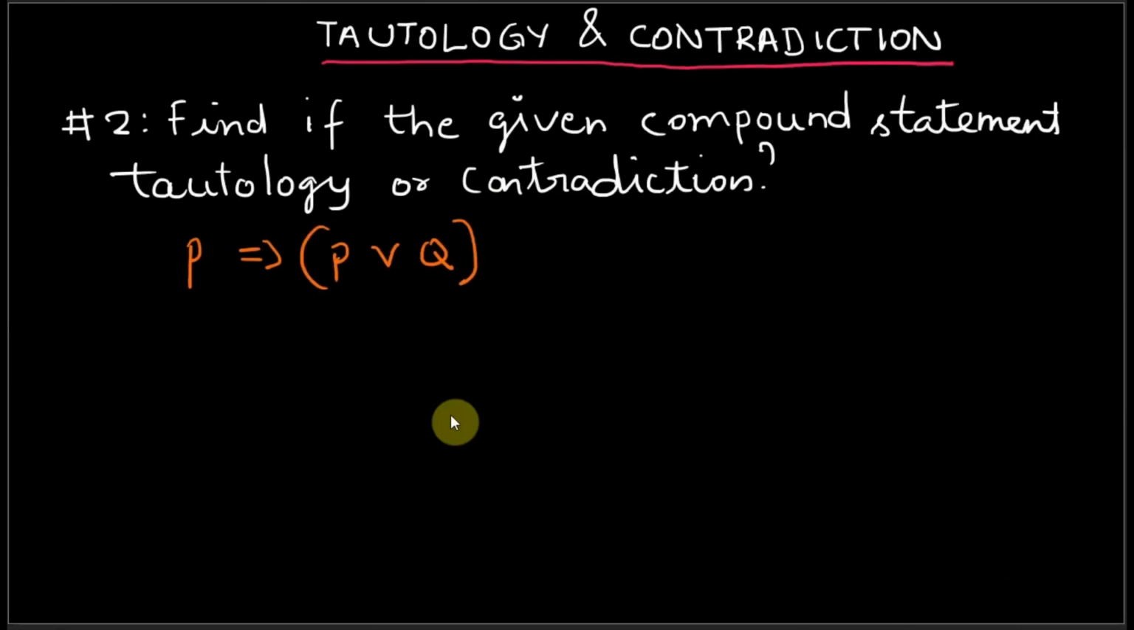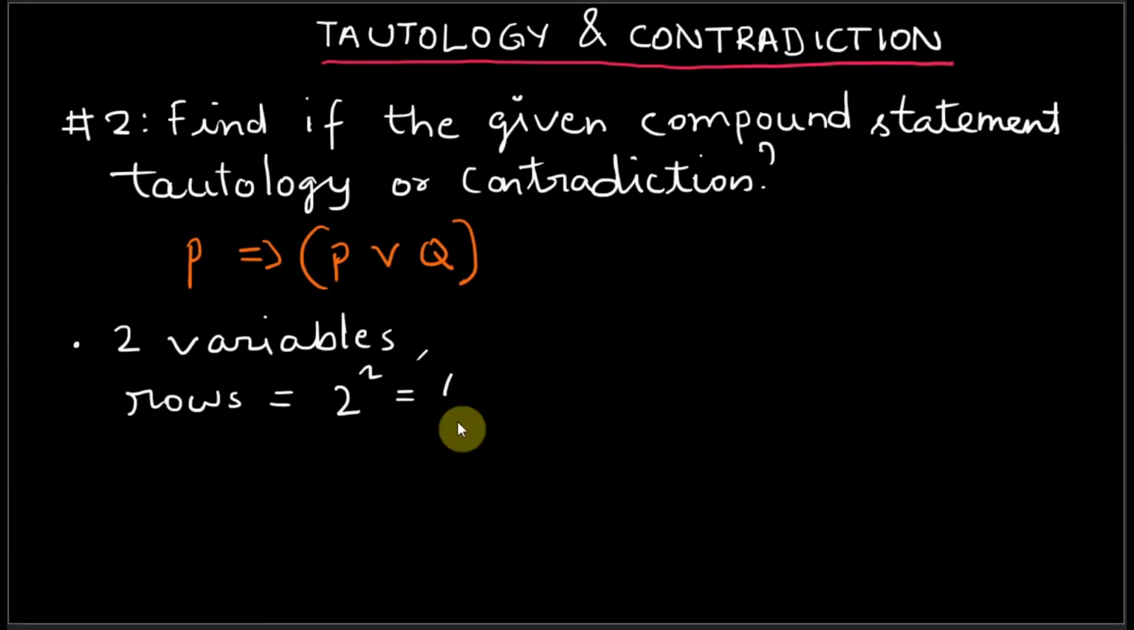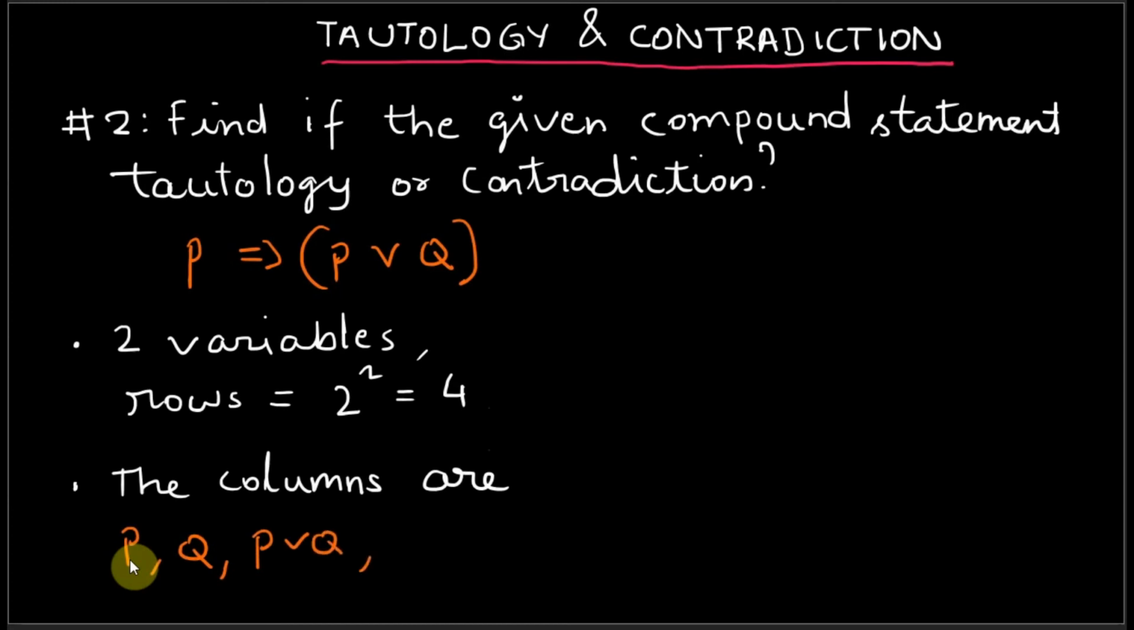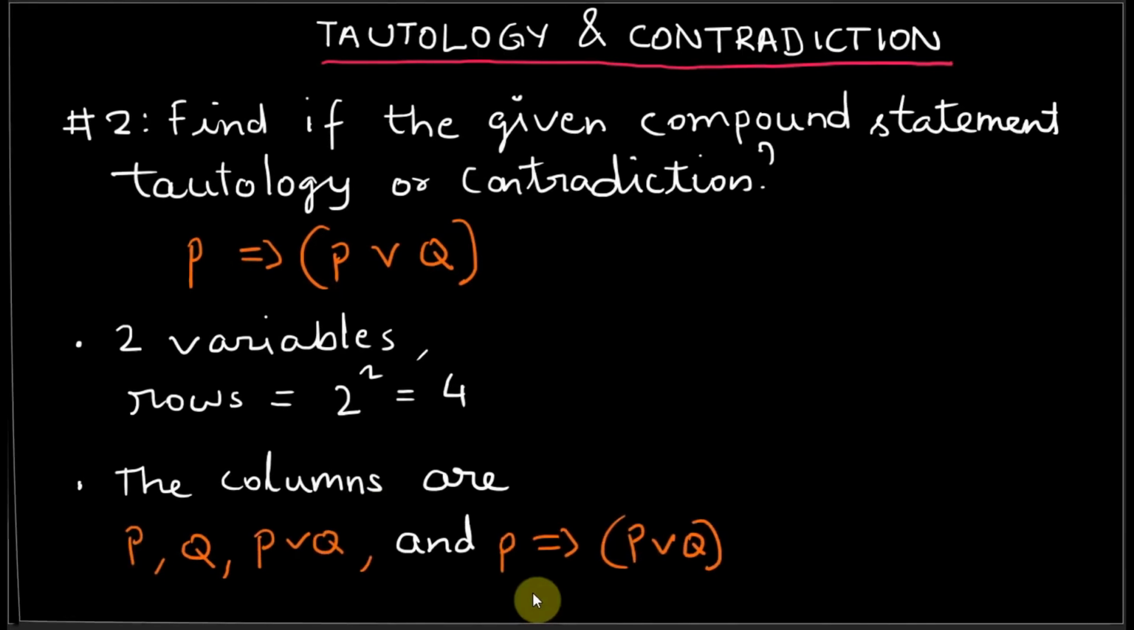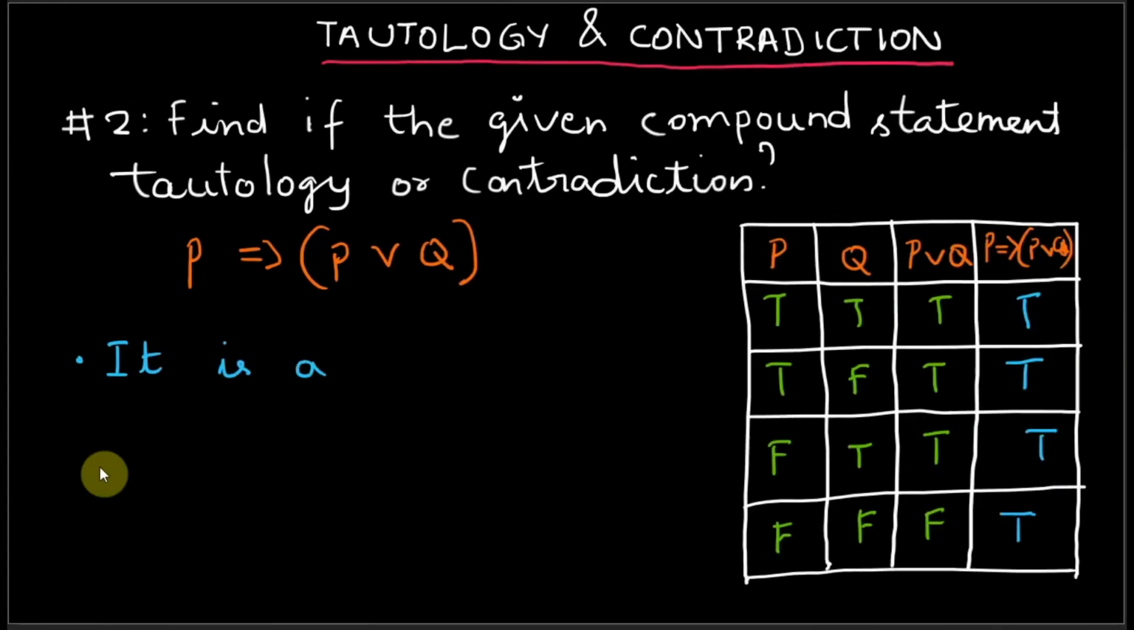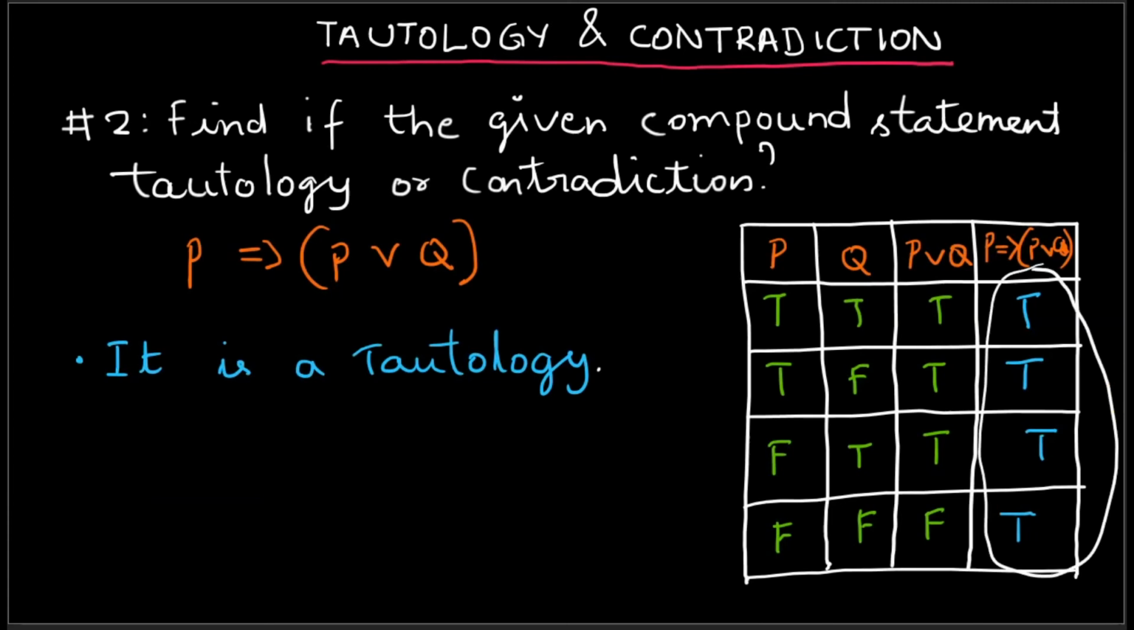Find if the given compound statement is a tautology or contradiction. P implies P or Q. There are two variables, that means we have 4 rows in the truth table. The columns are P, Q, P or Q, and P implies P or Q. Enter truth values for each column and evaluate the final output. The result shows that this compound statement is a tautology where all entries are true.